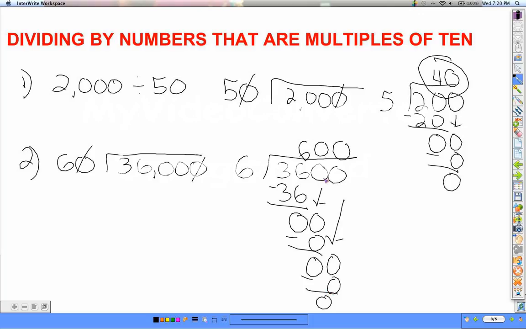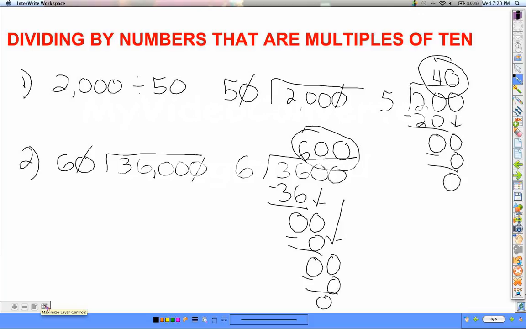You could have originally, because you divided the first time and you got a number that doesn't give you a remainder, you could have just brought these two zeros up and you know your answer would be 600. Okay, now that's actually dividing numbers that have zeros.